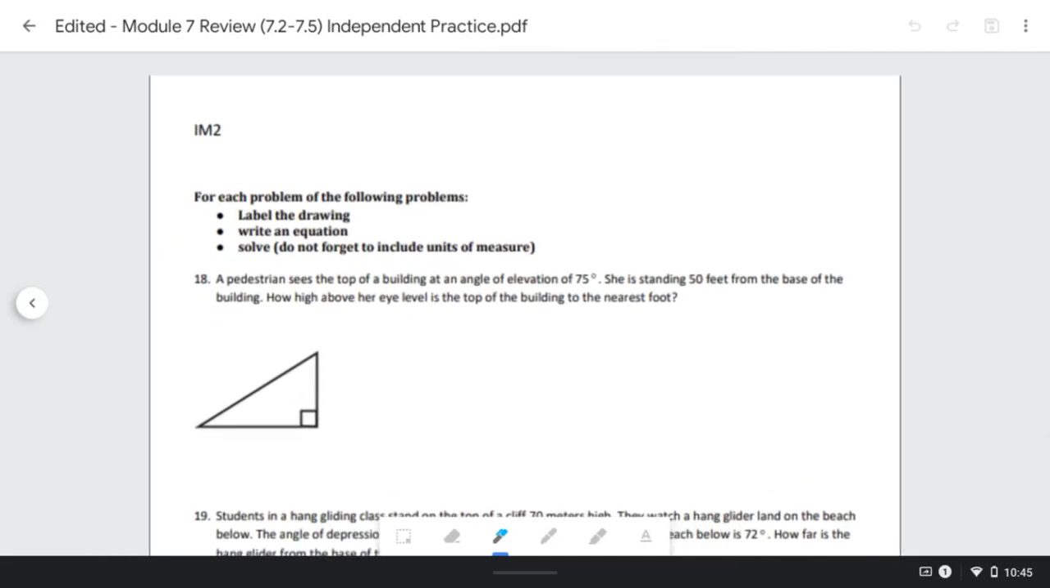All right, once again, last page. I'm going to make sure I write SOHCAHTOA at the top. And this is incorporating all of the lessons that you've learned so far in word problems. So for each problem, we're going to label the drawing, write an equation, and then solve for whatever is missing. So let's look at the first one.